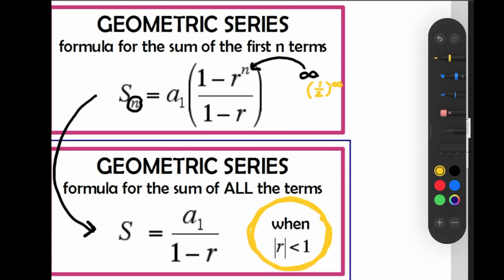Type in as many as you can on your calculator. It turns out to be so small, it basically disappears into nothing. And if we disappear that r to the n into nothing, we just have 1 over 1 minus r. If you just stack that a1 up on top, that's where this formula comes from. Super neat. Just thought you needed to see that.